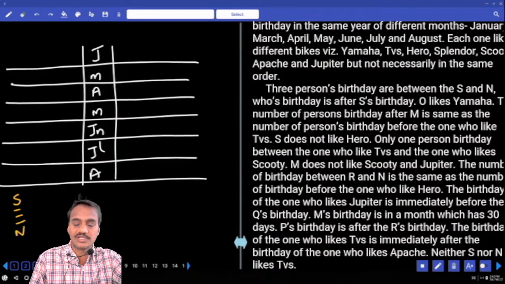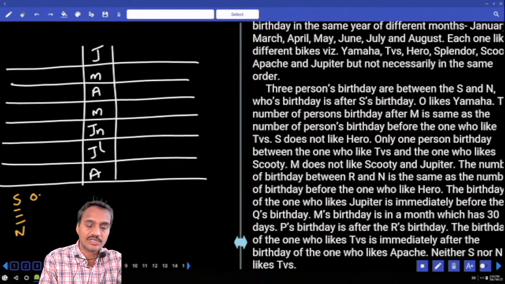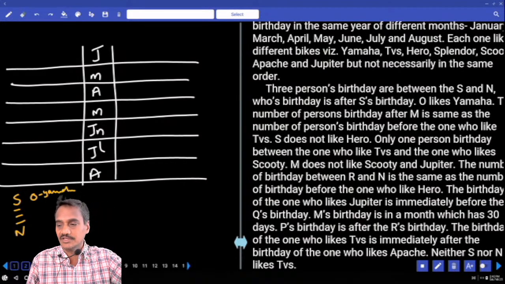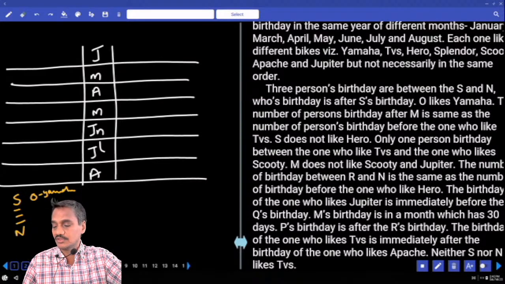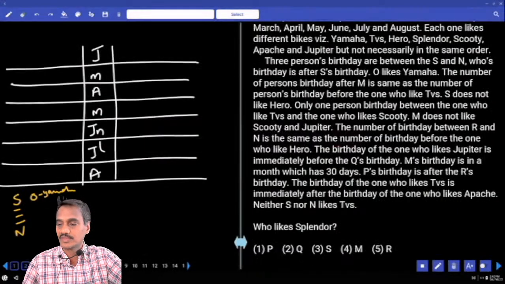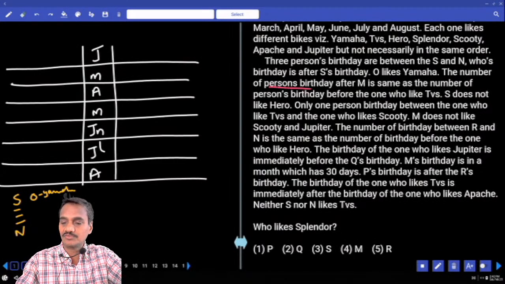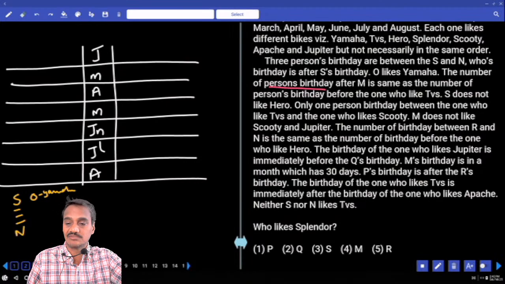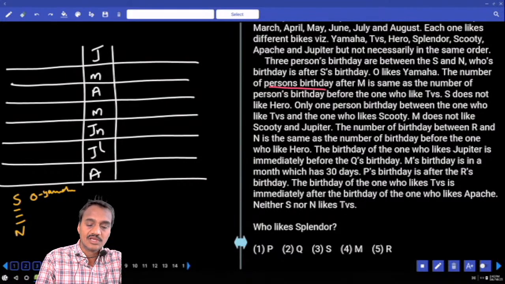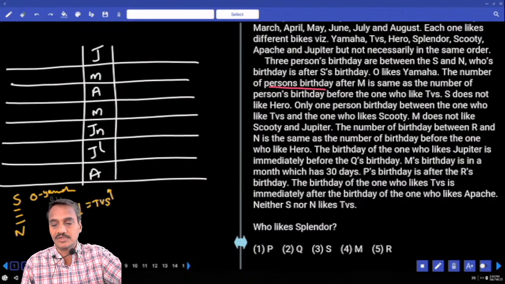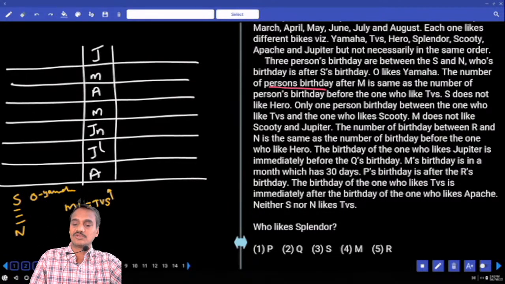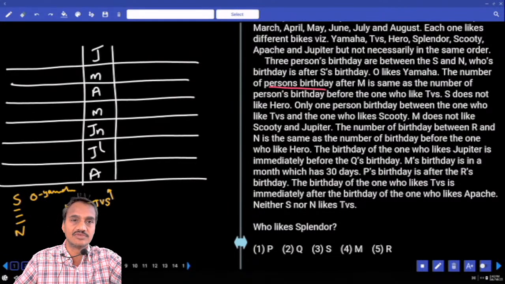Next, O likes Yamaha, so O and Yamaha must be together. Then the number of persons' birthdays after M is the same as the number of persons' birthdays before the one who likes TVS. After M equals before TVS.